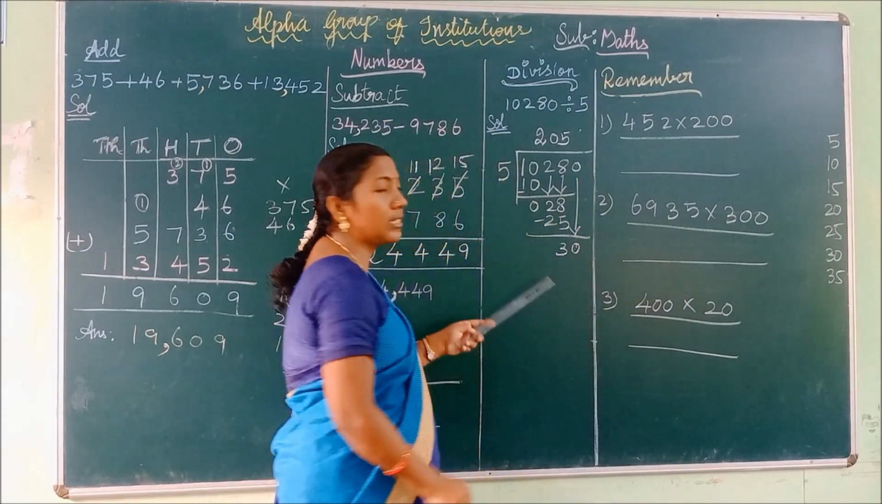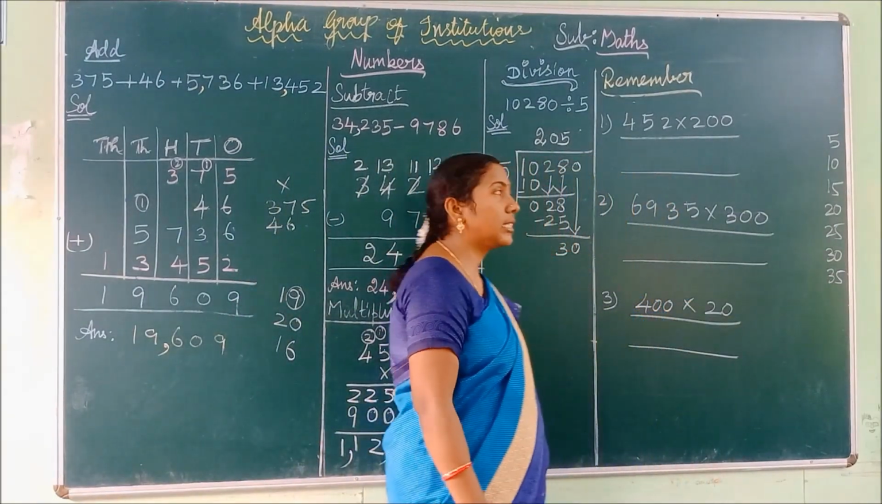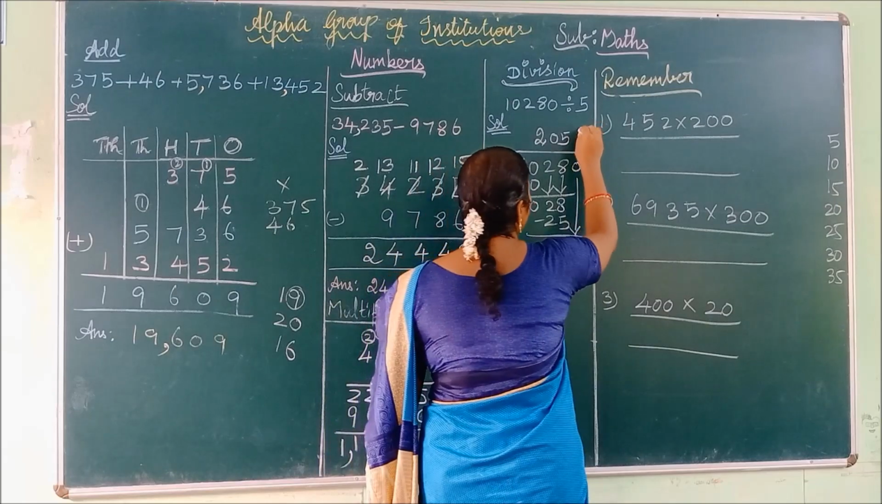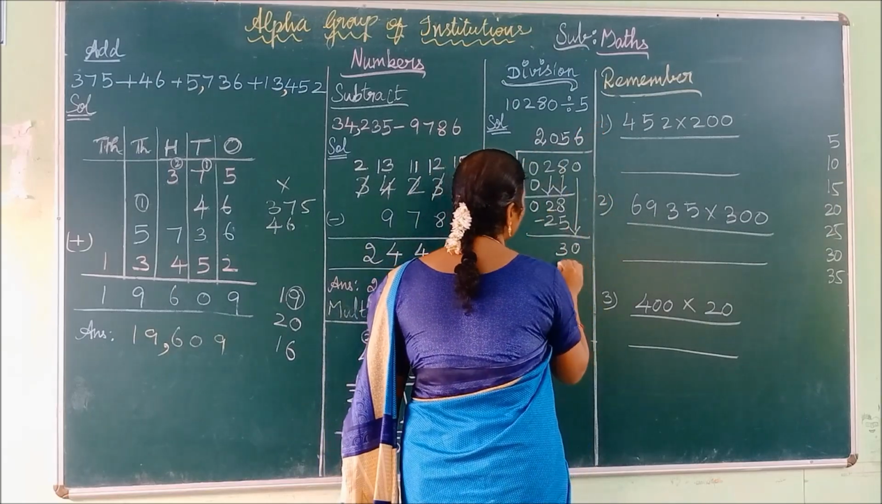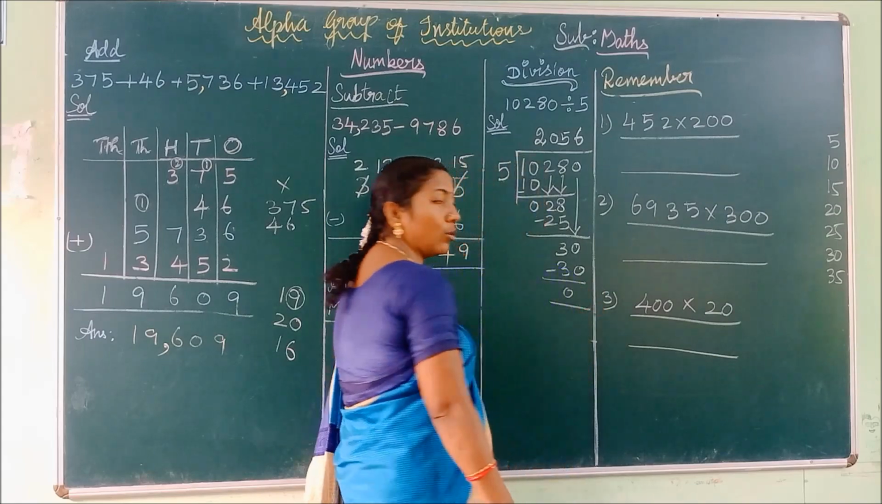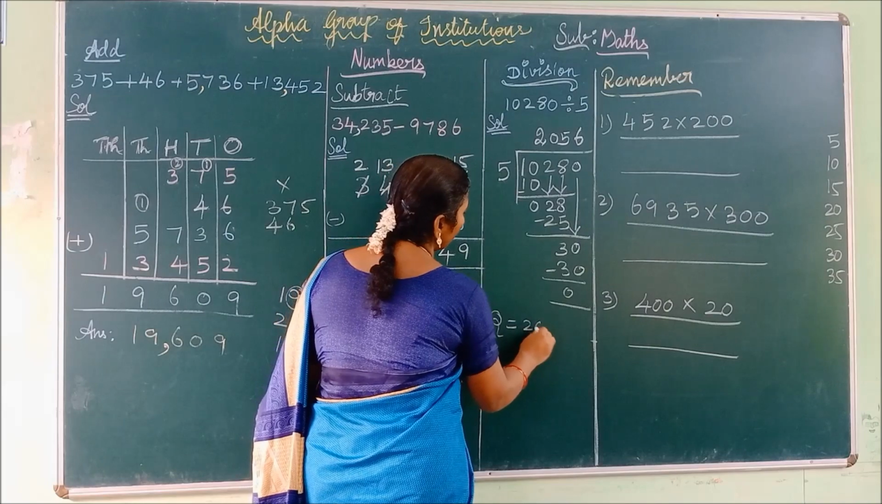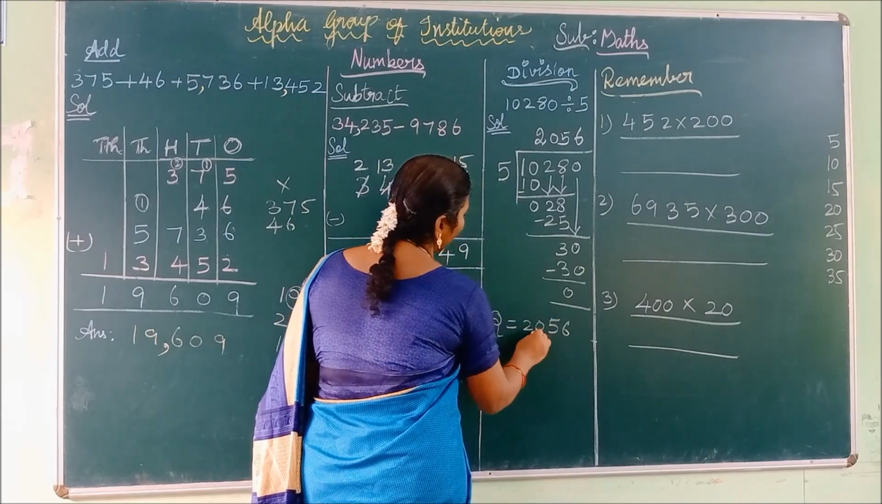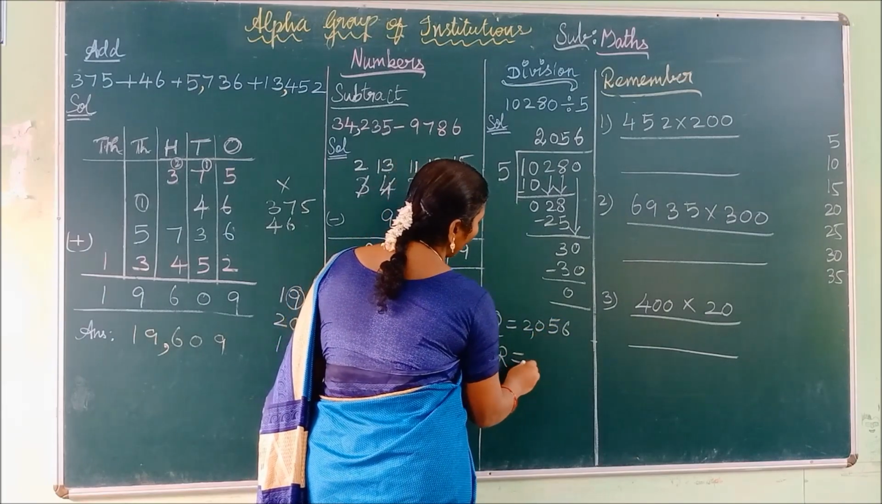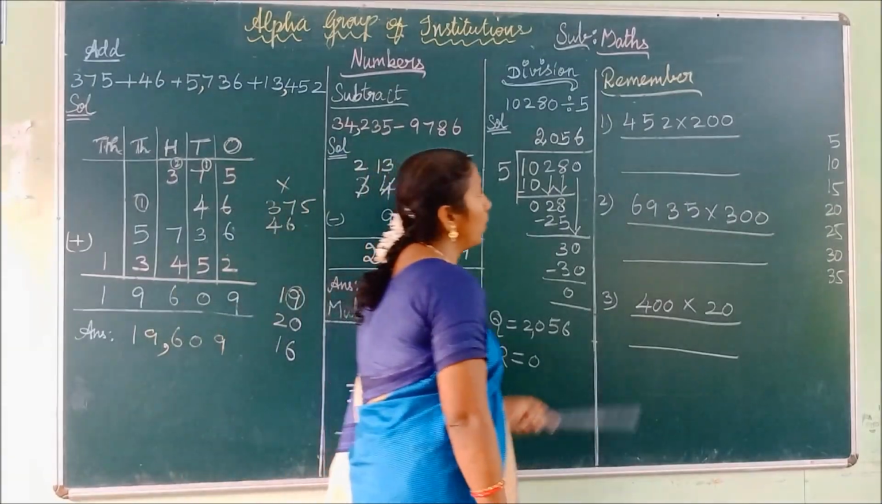So what is your answer? 30. So 30 comes in the 5 table how many times? 6 times. So write the number 6 in the quotient place. 6 5s are 30. Again you have to subtract. Your remainder is 0. Thus we have the quotient 2056, and you have the remainder as 0. Do you understand, children? Next we are going to see some problems.